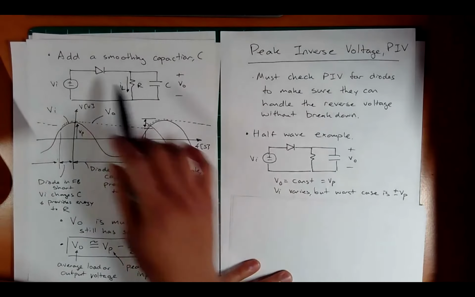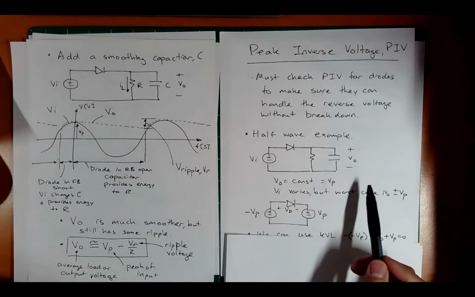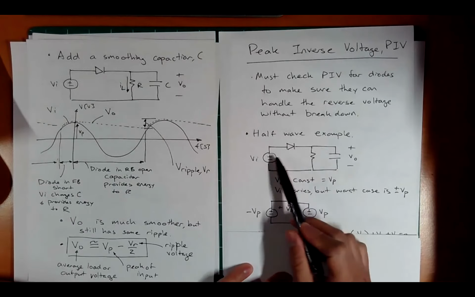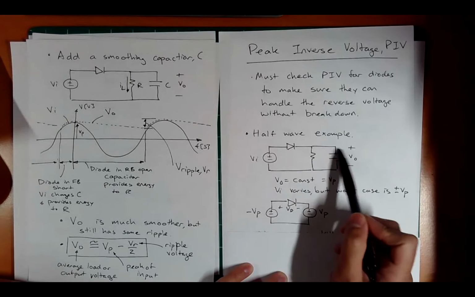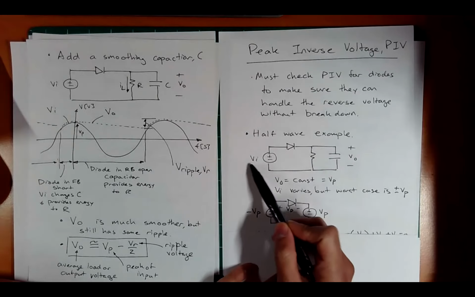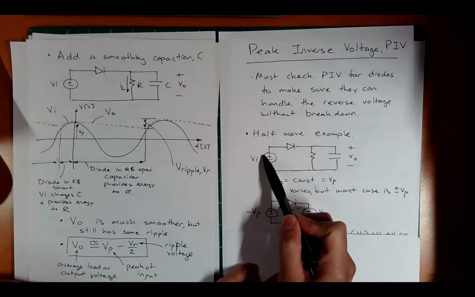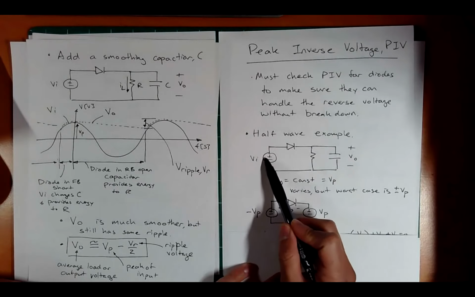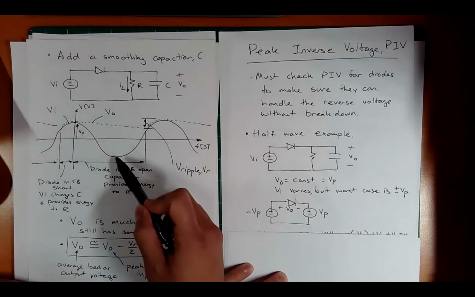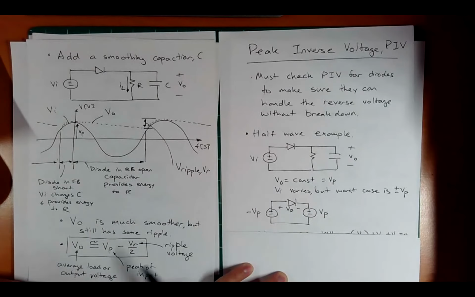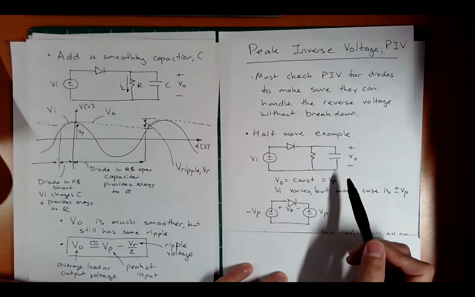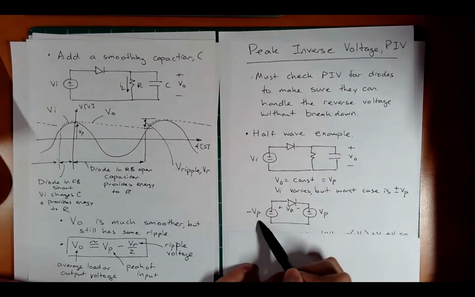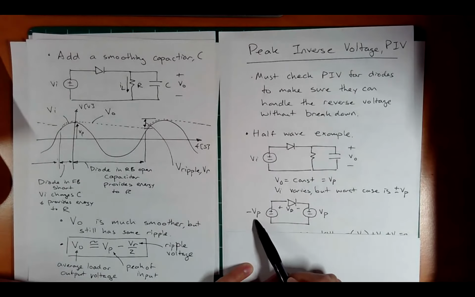Okay, so let's look back at our half-wave example. We have our situation here. Let's assume everything is roughly smooth, like this is nearly constant, but this one is oscillating. Now, what is the worst case? The worst case here is when this is either plus or minus V peak, at the top or the bottom here. So the worst case reverse bias setting is when this is actually negative V peak. And so I'm just going to put a hard negative V peak constant voltage here.